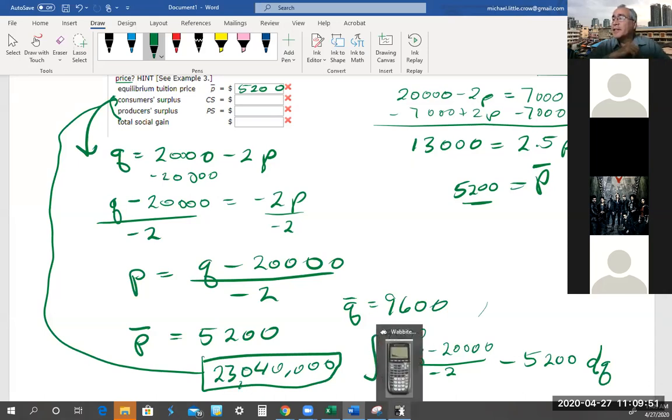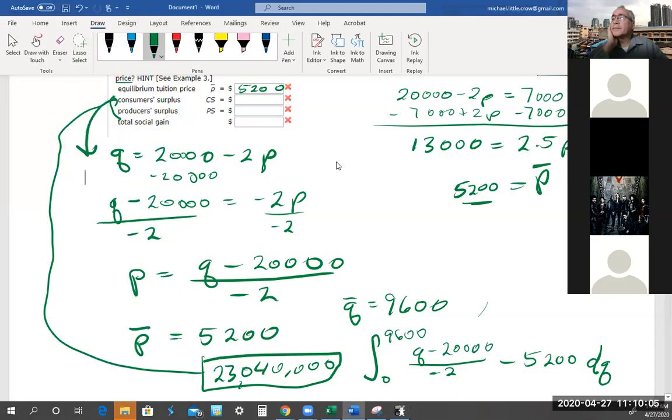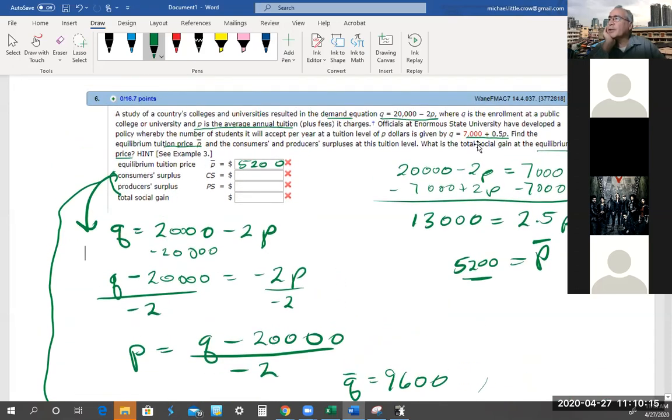Okay, questions? So would we just plug in the 9,600 for Y2 to find the producer surplus, and do the same thing? Well, actually, you would test it. You would graph the producer surplus using the 7,000 plus 0.5, and I would see if they do intersect at that same place. I would assume they do.